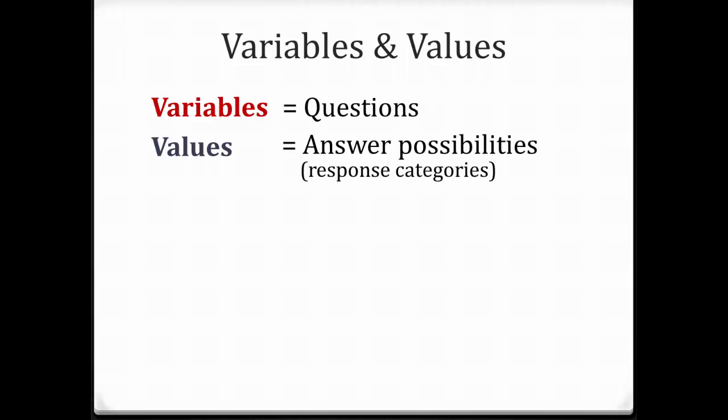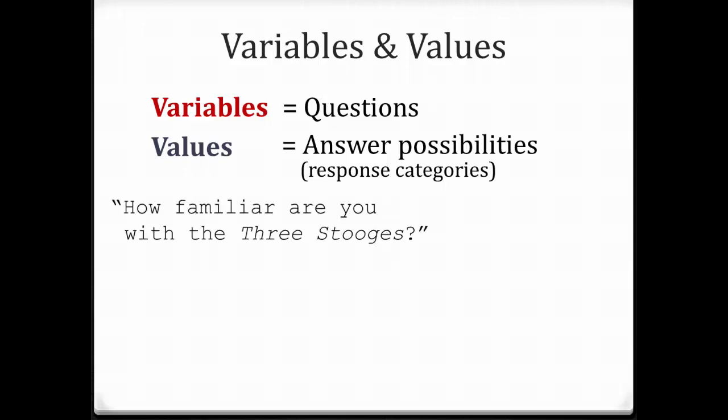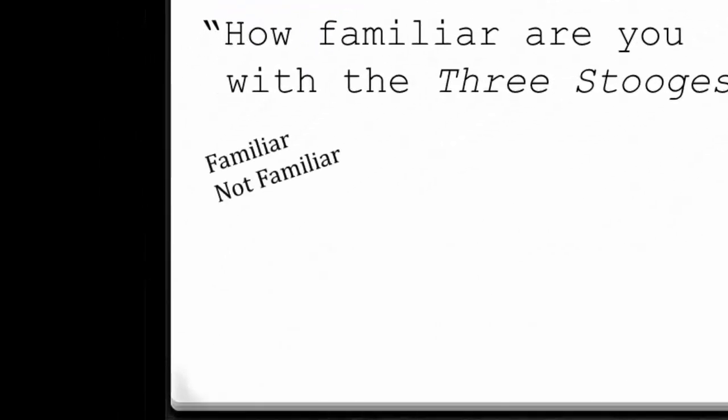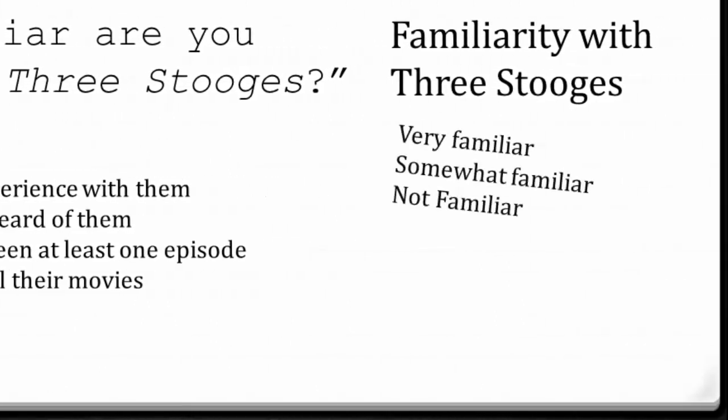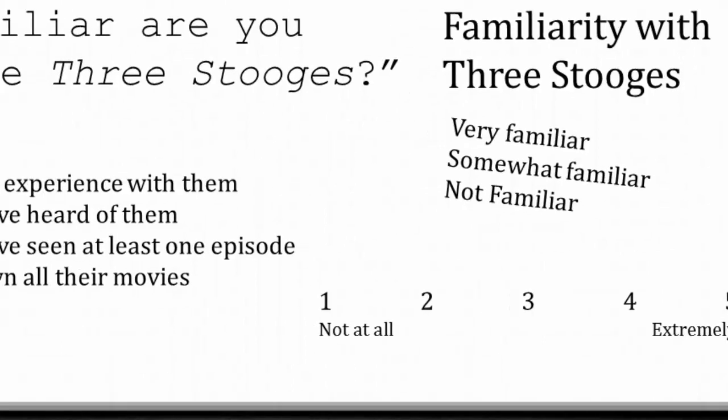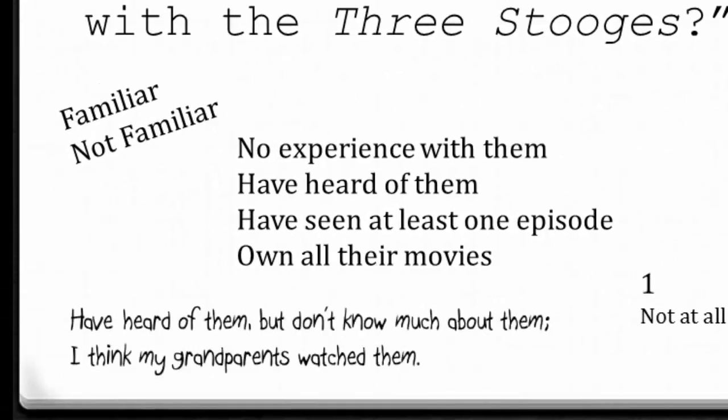For example, you have a question that asks, how familiar are you with the Three Stooges? The variable would be familiarity with Three Stooges, a shorthand way to describe what the question is really getting at. Now, there are a variety of possible response options. Dichotomous, with only two responses, familiar or not familiar. Categorical, such as no experience with them, all the way to own their own movies. Some sort of scale, such as very familiar, somewhat familiar, not familiar, or on a scale of 1 to 5, with 1 being not at all familiar and 5 being extremely familiar. Or entirely open-ended, where the respondent answers in his or her own words.